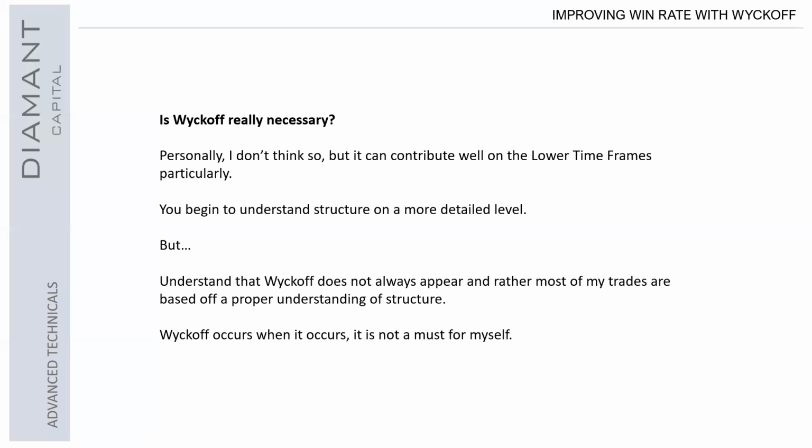So understand that Wyckoff does not always appear, and most of my trades are based off a proper understanding of structure and points of interest. To me, this is what I say: Wyckoff occurs when it occurs. It's not a must for myself. It's just an extra confirmation as part of the plan, and that's it.